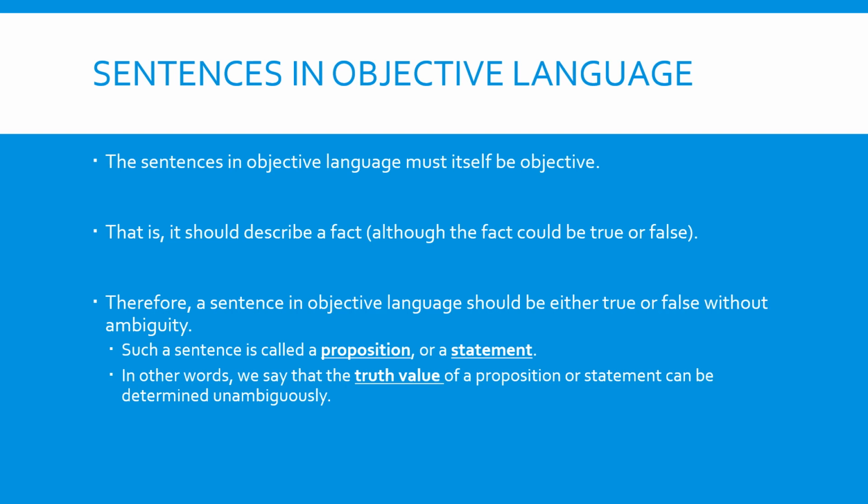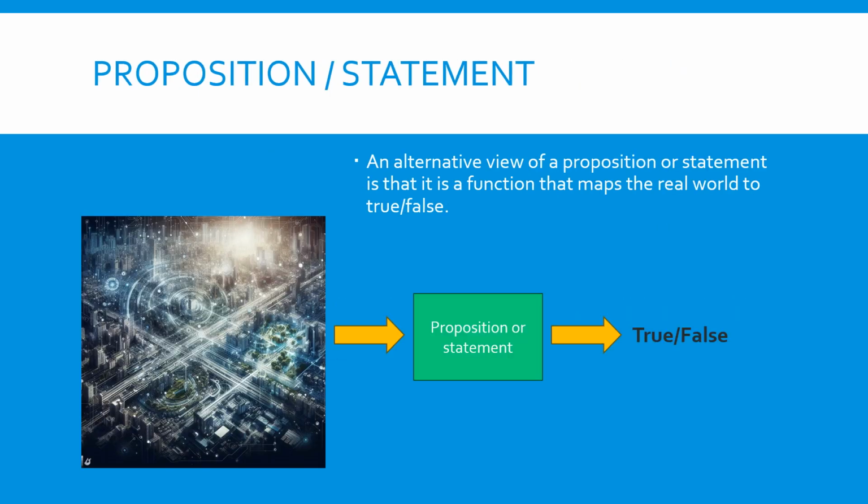Intuitively, we define an objective sentence as follows. An objective sentence should describe a fact, and it must be either true or false unambiguously. Such an objective sentence is called a proposition or a statement. The validity of a proposition or statement is called its truth value. Formally speaking, the truth value of a proposition or statement must be unambiguously true or false. Another view of a proposition or statement is that it is a function that maps the real world to true or false.